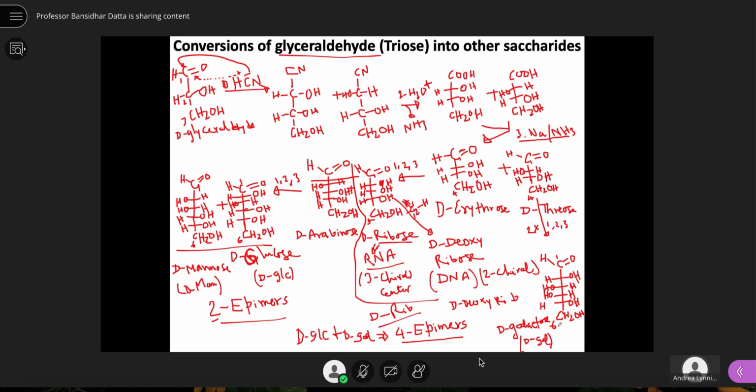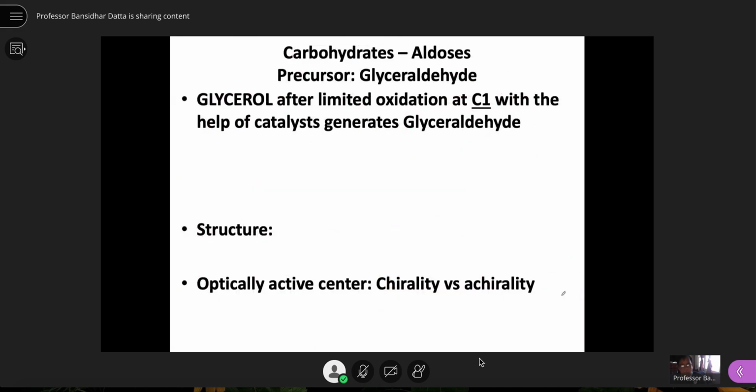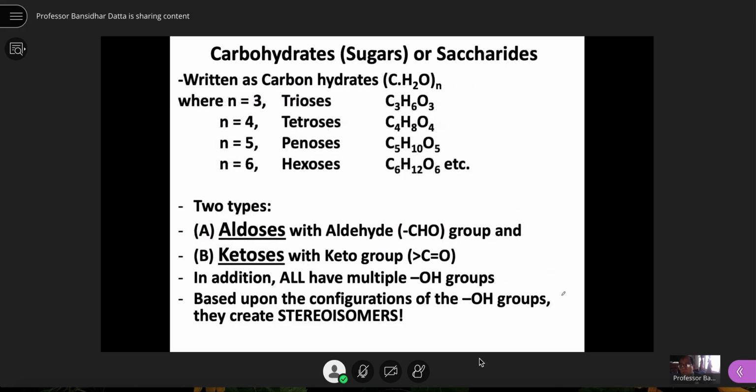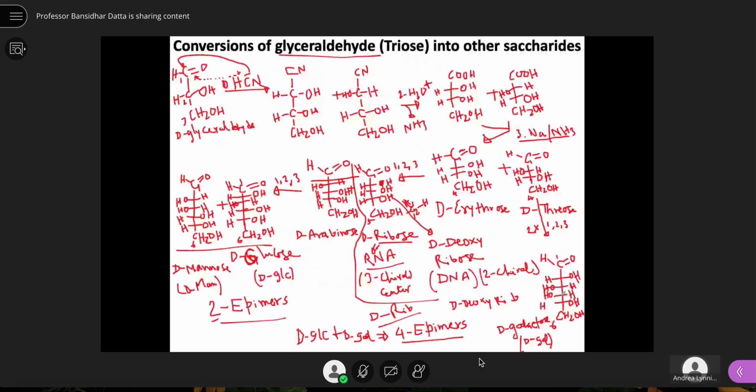I have a question. So for D-galactose, let's say the 4th line, they switched. So would that make it like 5 epimers? Please say it again. Okay, so when you had the difference between galactose.